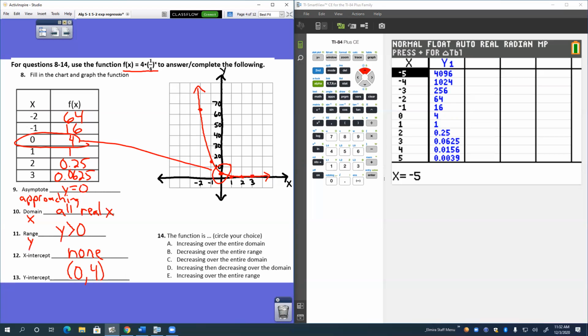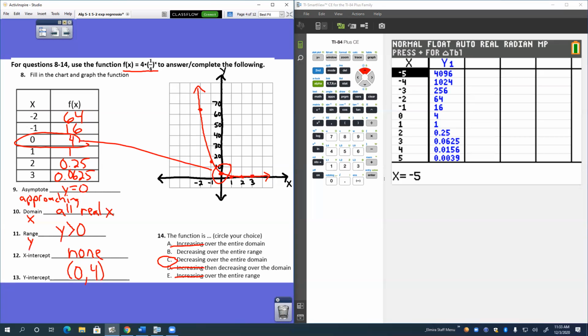The function is, well, as we go from left to right, just like we're reading a sentence, this is going down. So it is decreasing. So I know it's not D or E or A because I know that it's decreasing. And now is it decreasing over the entire range or over the entire domain? It is always over the domain because it is going down as we keep on going out on our x values, which is our domain. So it should have been choice C.